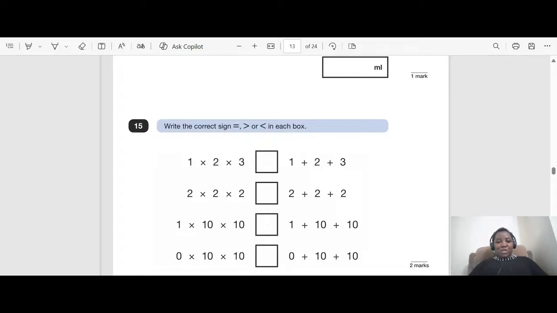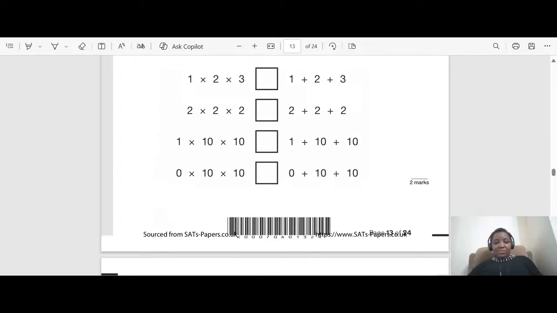Now 2 times 2 times 2 is 8, but 2 plus 2 plus 2 is 6. So 8 is what than 6? 8 is greater than 6. So I'll put the greater than sign in here. Now number 3, 1 times 10 times 10. 1 times 10 is 10, 10 times 10 is 100. Then 1 plus 10 plus 10 is 21. So 100 is greater than 21. So I'll put the greater than sign in there.